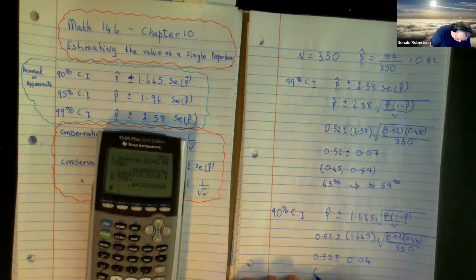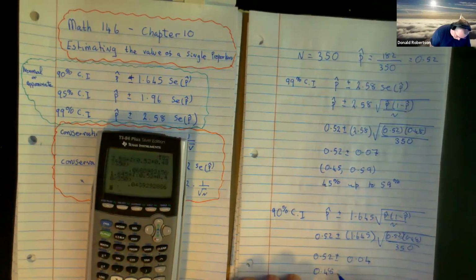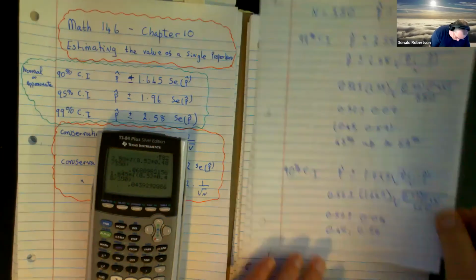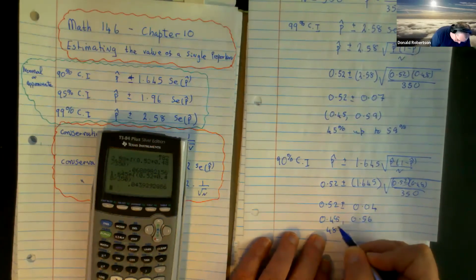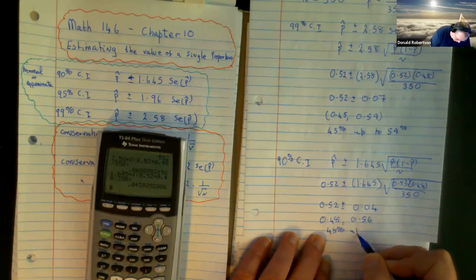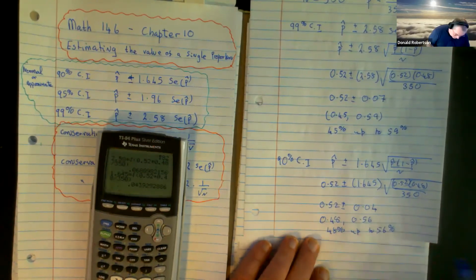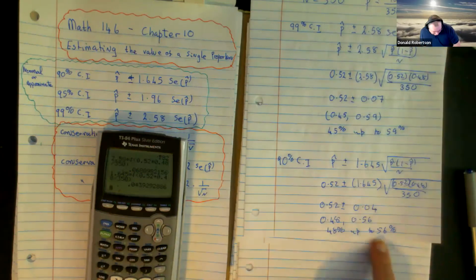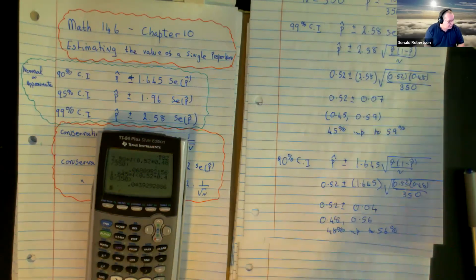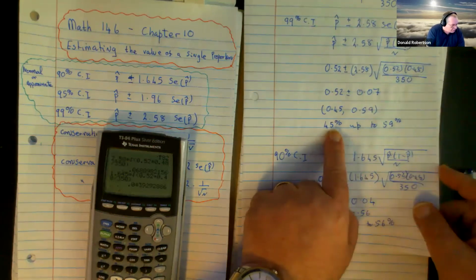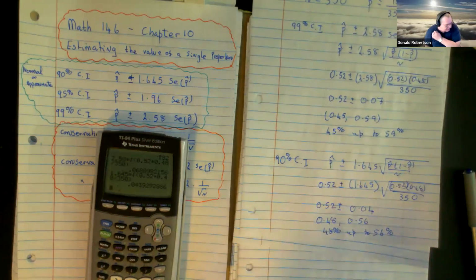And that means it could be as low as 0.48 and it could be as high as 0.56. So in this case, it's 48%, but it could be up to 56%. A couple of things. Have you noticed that this interval is much narrower? Right? 48 to 56 isn't a lot narrower than 45 to 59.